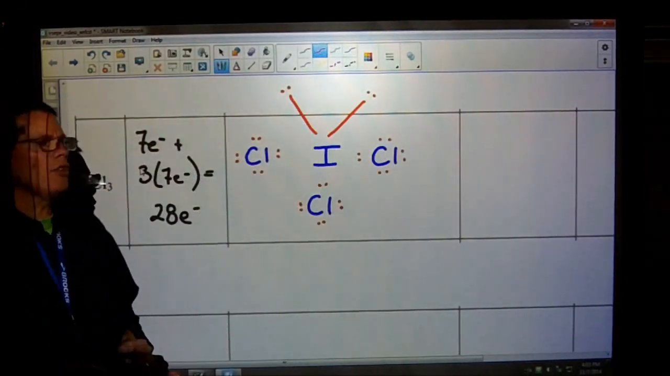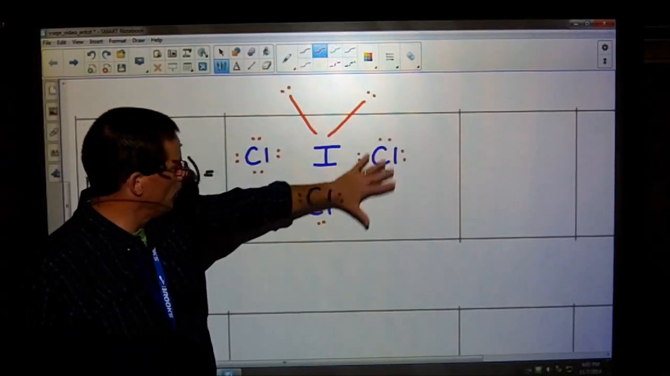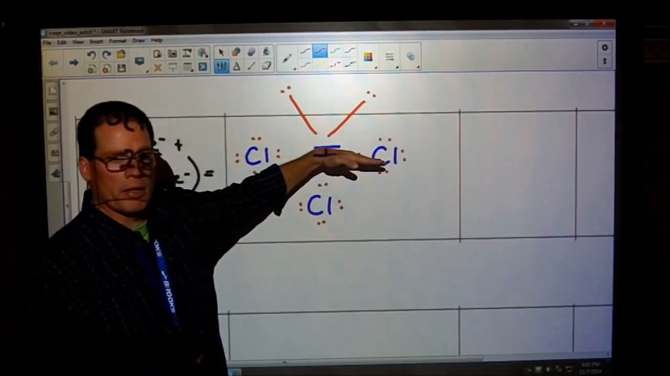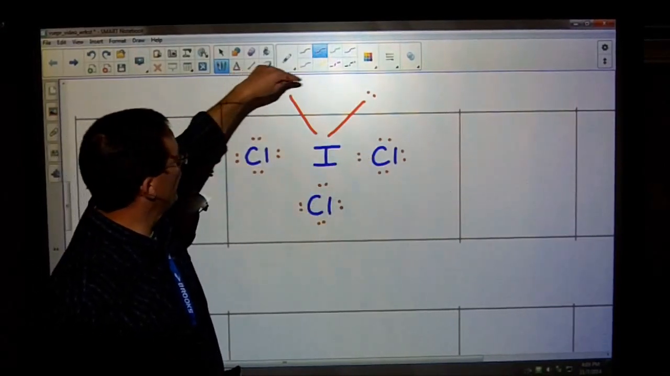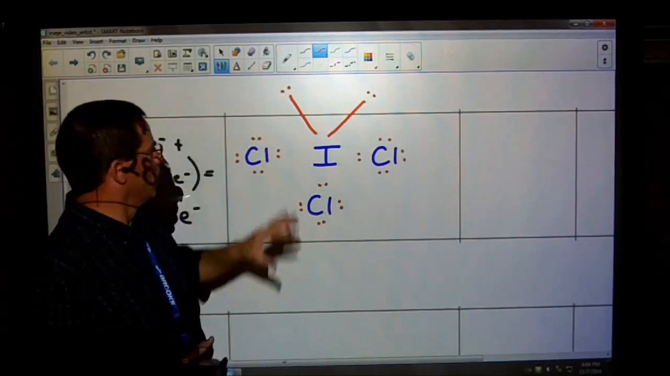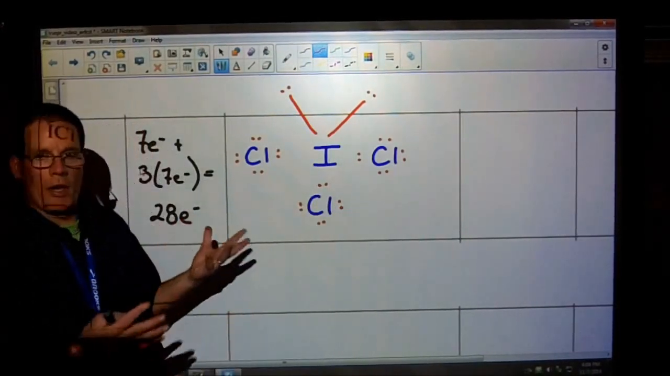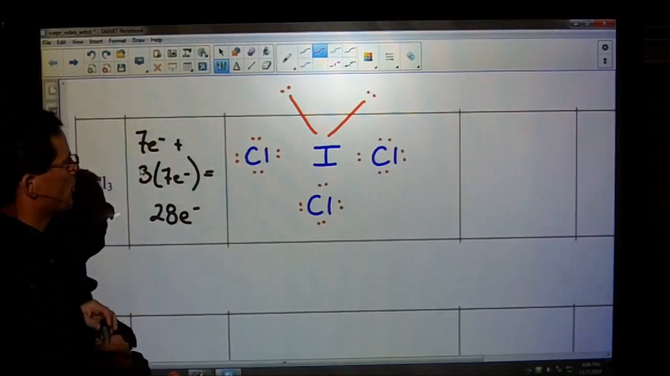Okay. So what this is representing is, yes, iodine is bonded or is sharing 3 pairs of electrons, which is 6 electrons, and then itself it has 2 more pairs or 4 more electrons. So it is possible for iodine to have 10 electrons that it's working with or sharing, combination there.